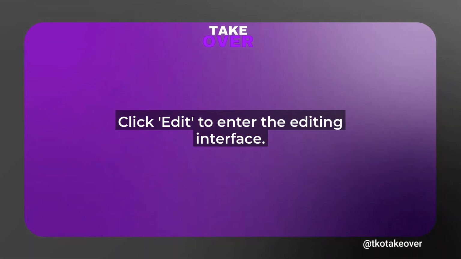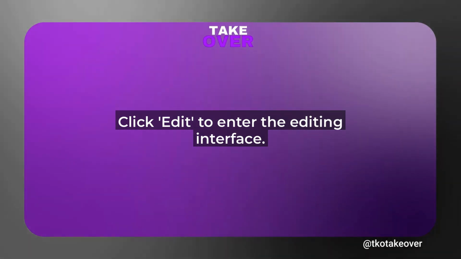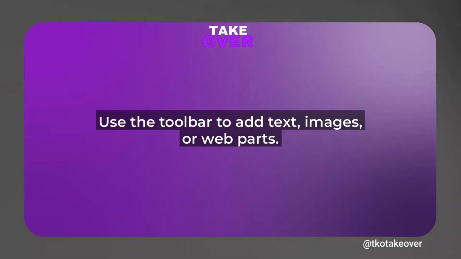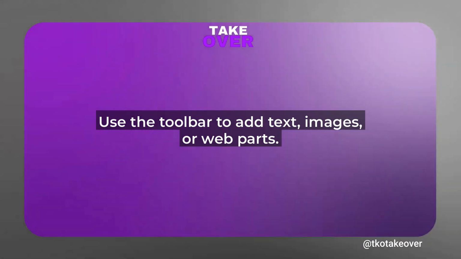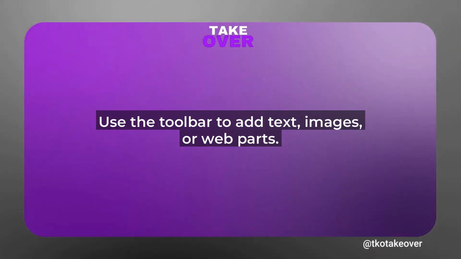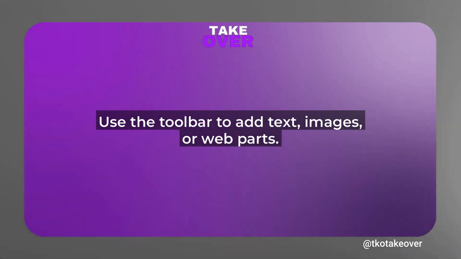With the page in edit mode, you'll see a toolbar at the top. It's like a Swiss Army knife for your page. To add text, just click where you want it and start typing. Want to insert an image or a video? Hit the Insert tab and choose from your files or link external sources.